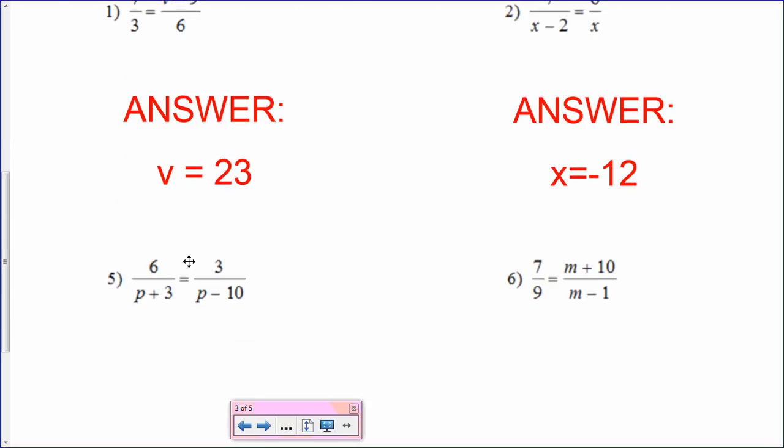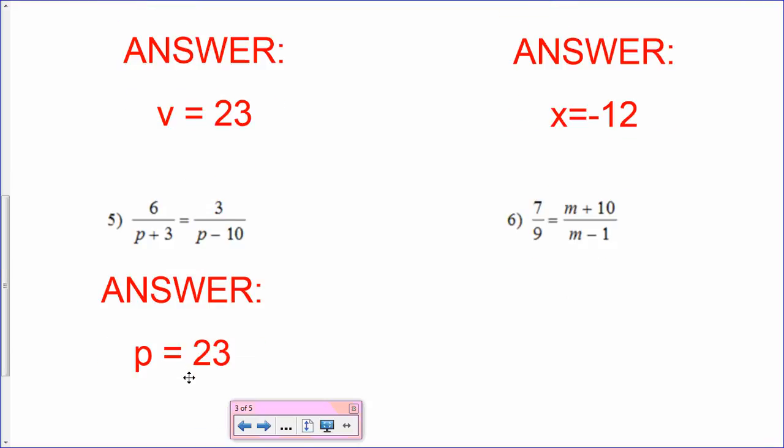Number 5, we have to multiply the 6 with the p minus 10, so p minus 10 goes in parentheses. Here, the 3 is multiplied with the p plus 3, so p plus 3 goes in parentheses. And then we just distribute and solve for p. So p is equal to 23. Okay?